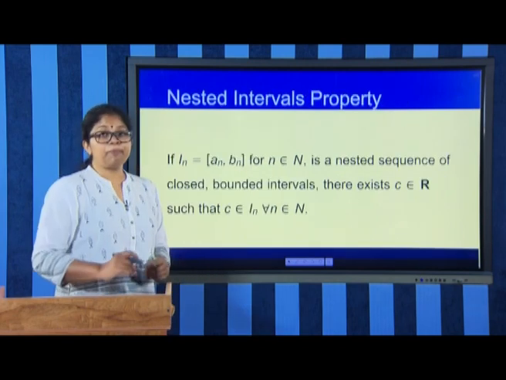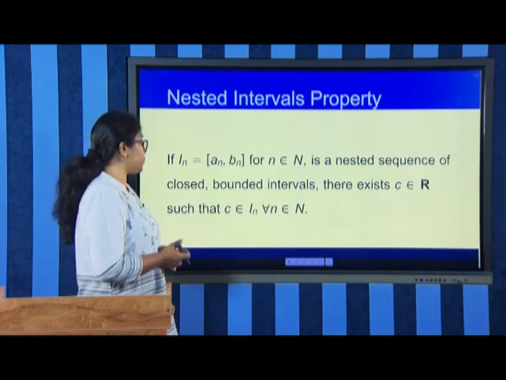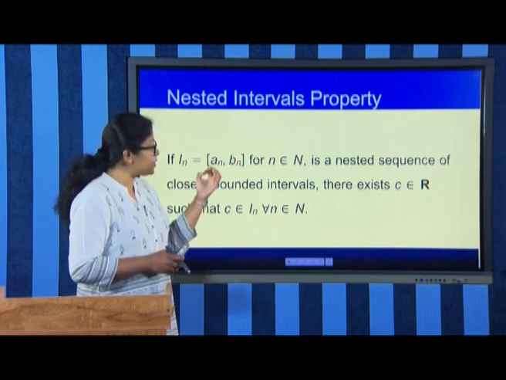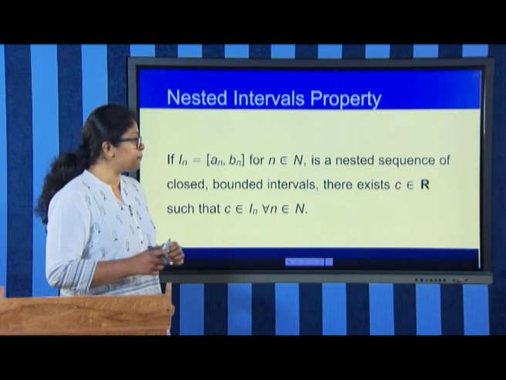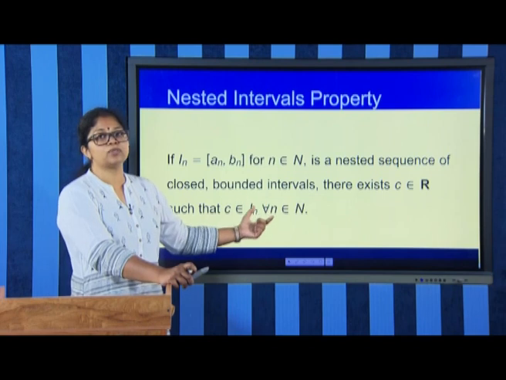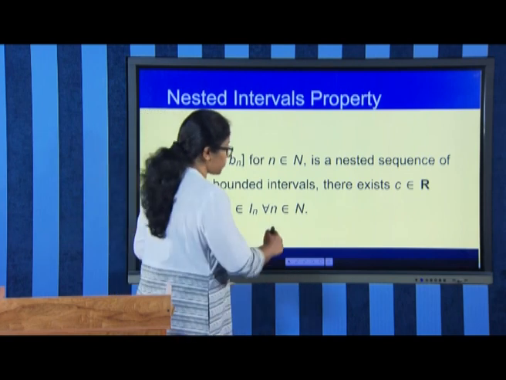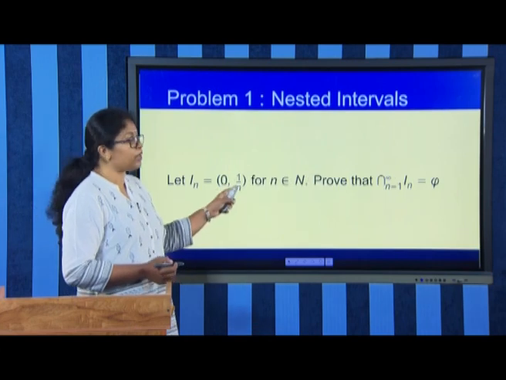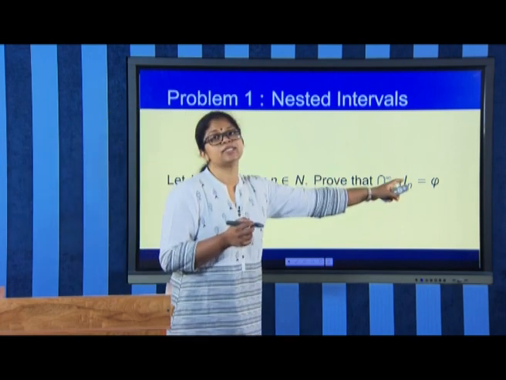The next is a very important property in real analysis, which is called the nested intervals property. If In is equal to the interval [an, bn], a nested sequence of closed bounded intervals, definitely there exists a point C belonging to R such that C belongs to In for every n belonging to N. So, that answers the previous questions that we had, because in those two examples we had open intervals (0, 1/n), which gave the intersection as the null set.